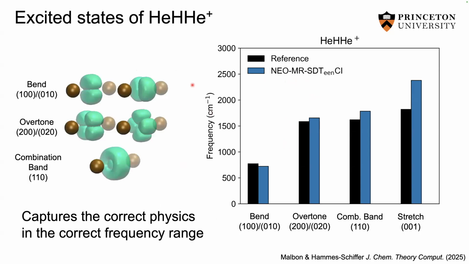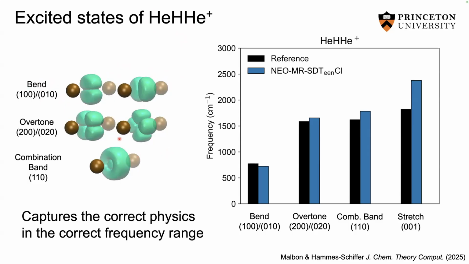As a first example, I'm just going to show the excited states of helium H helium, so just two helium atoms with a proton in between. This is a simple test system for resolving the different vibrational modes of a small molecule. If we look at the vibrational excited state density, the lowest energy excitations look like bending modes. So it's bending in the X and the Y direction.